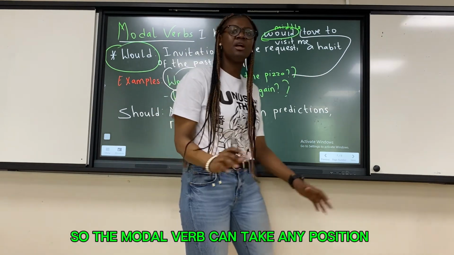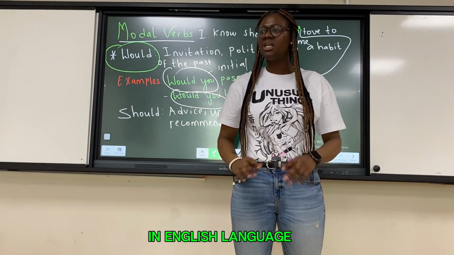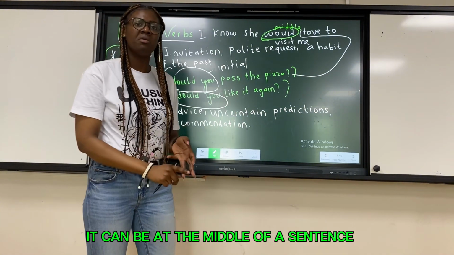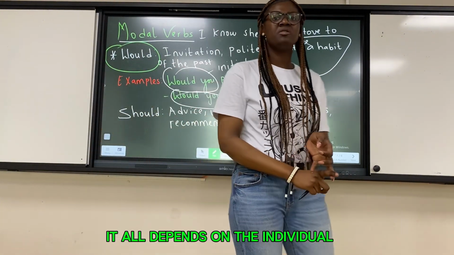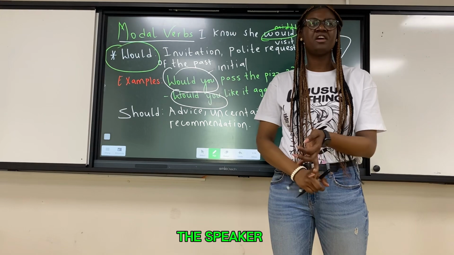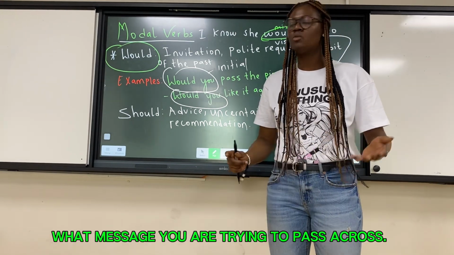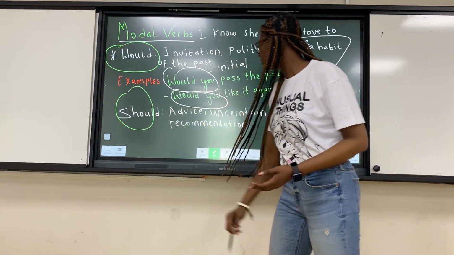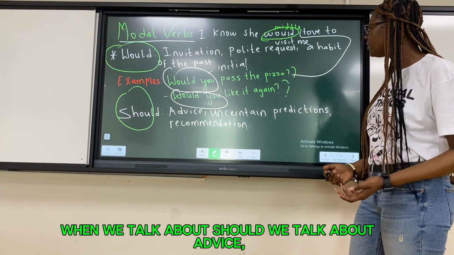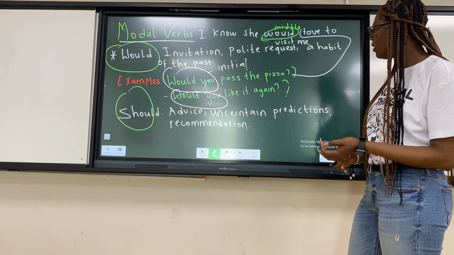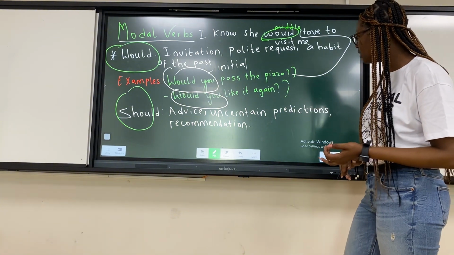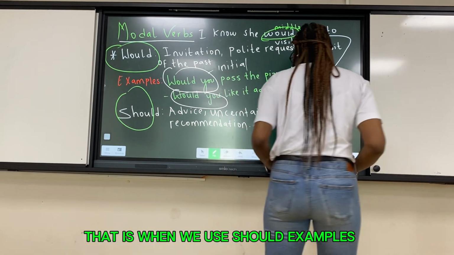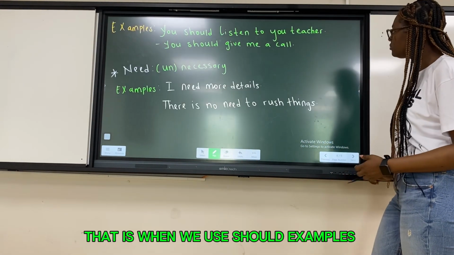So modal verbs can take any position. In the English language, it can be at the beginning of a sentence, it can be in the middle of a sentence. It all depends on the speaker, what message you are trying to pass across. Now let's talk about should. When we talk about should, we talk about advice, things which are uncertain, like predictions or recommendations.